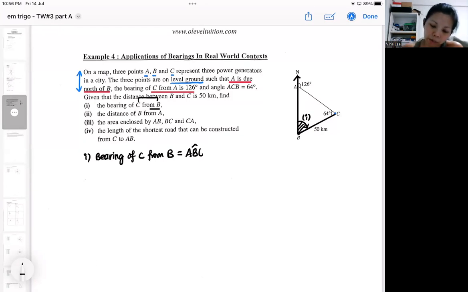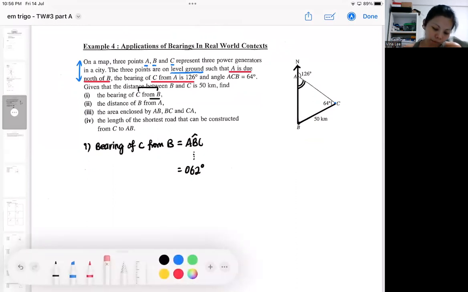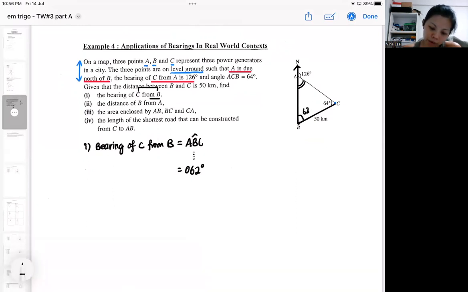Once you know that you're supposed to find this angle, you can take a look. You can use angles on a straight line, and then angle sum of a triangle to find the bearing. Okay, so I let you work it out yourself. You will be able to get 62. So the angle will be 62, but you need to convert to 3 digits. So eventually you will get 62 here. And when you do the angles on a straight line, here will be 54.